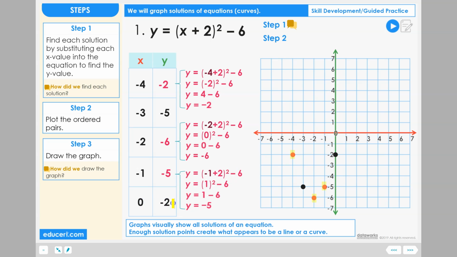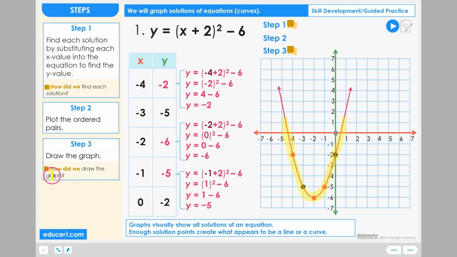And last, we have the point that's already been included, 0, -2, and we start to see that our solution graph is going to follow this U-like curve. Step 3. Draw the graph. Following this pattern, from one point, start to draw the curve that connects all these dots and then extend it out a little bit beyond the last couple dots. Here is the graph of all solutions for the equation y equals the quantity x plus 2 squared minus 6.